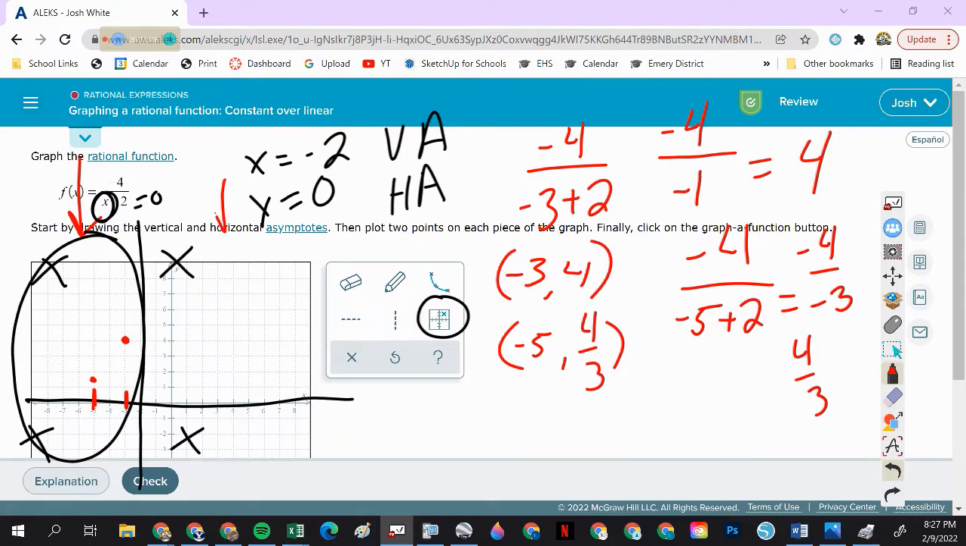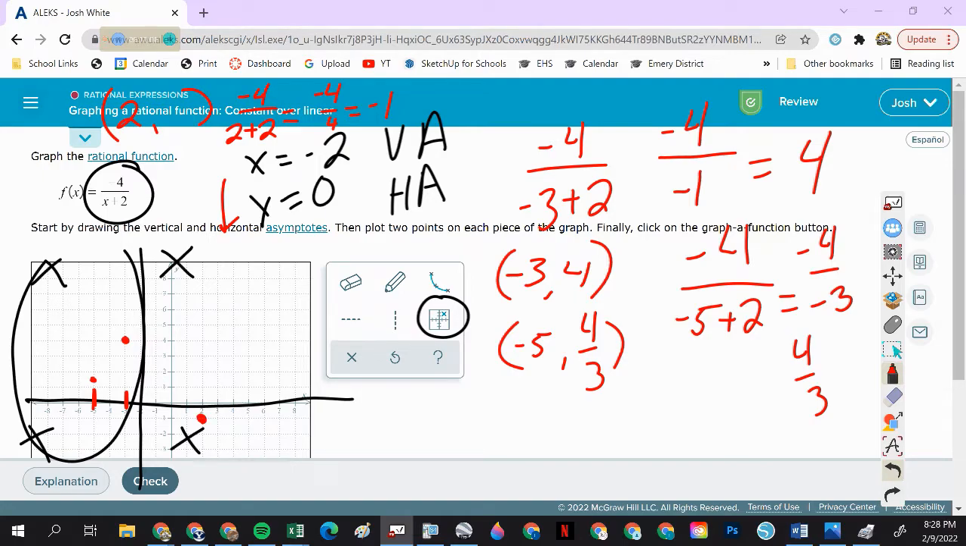Now I need to choose 2 points over here. Often it's a good idea to choose -1 or 0 or 1. Those are usually really easy numbers to plug in. Or you can look at the equation and say, what number would make that easy? Well, in this case, 2 would be a really nice number. So if I plug in 2 comma something, I get -4 over 2 plus 2, which gives me -4 over 4, which is -1. So 2, -1 would be right there.